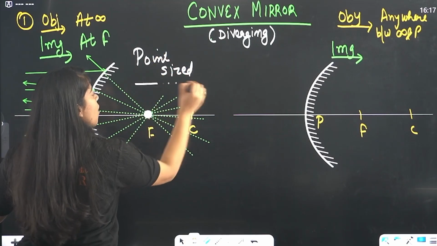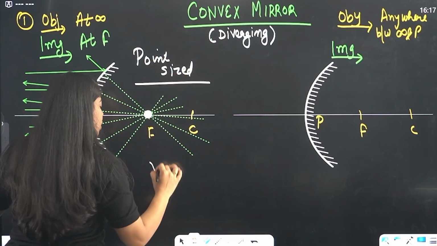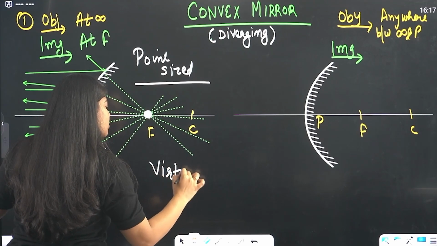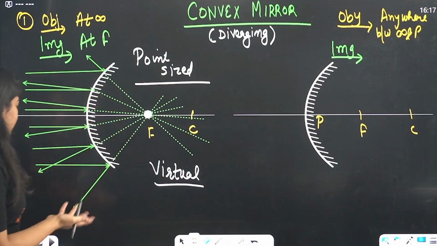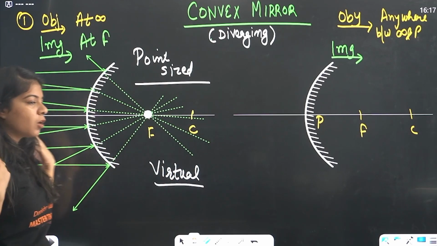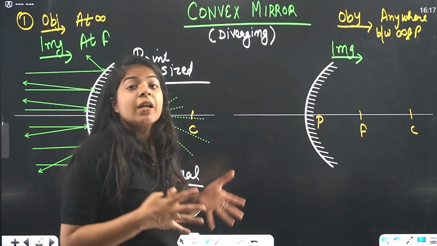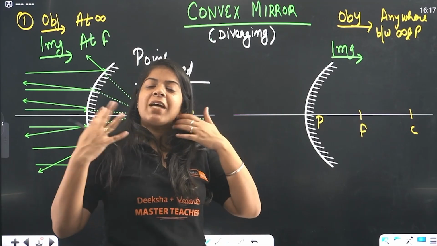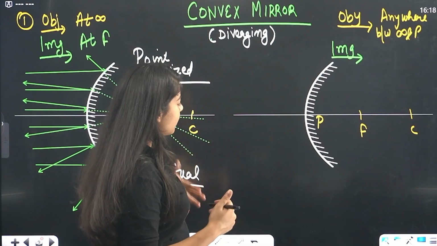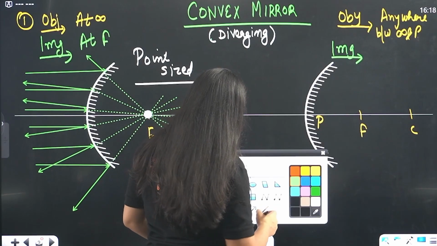And the image formed by a convex mirror is always virtual, because what? Because are the real rays meeting? No ma'am, they are diverging, they are going away, they are not meeting together. So virtual rays are meeting and an image is formed, that is our virtual image. Done. Now again beta, this is a part.